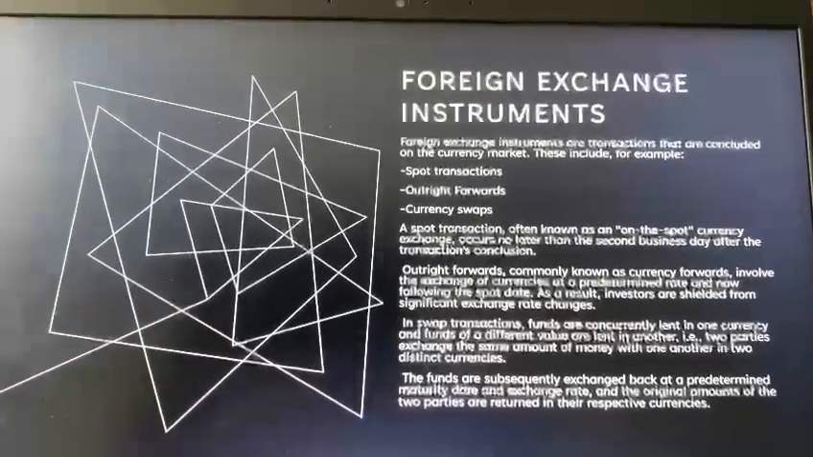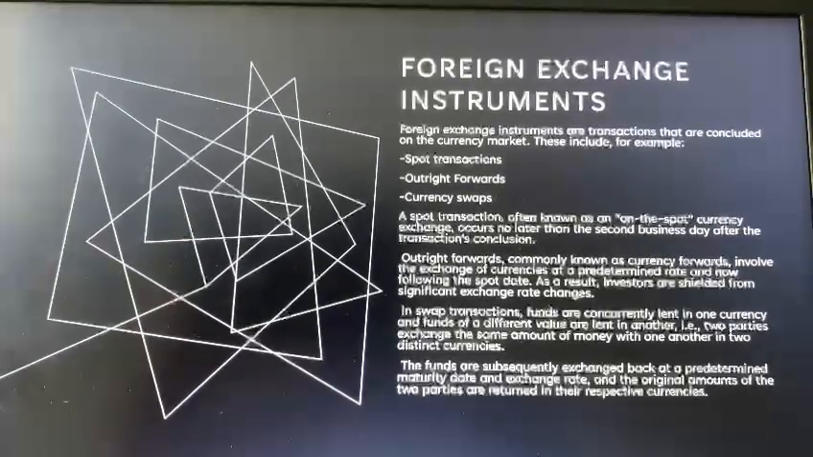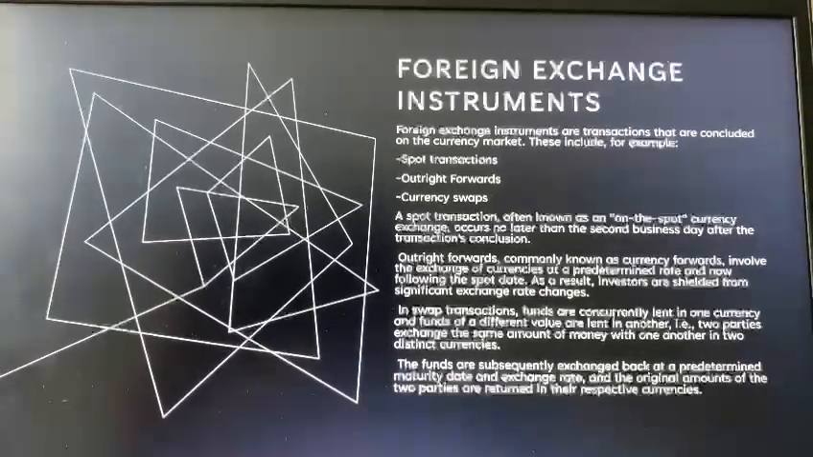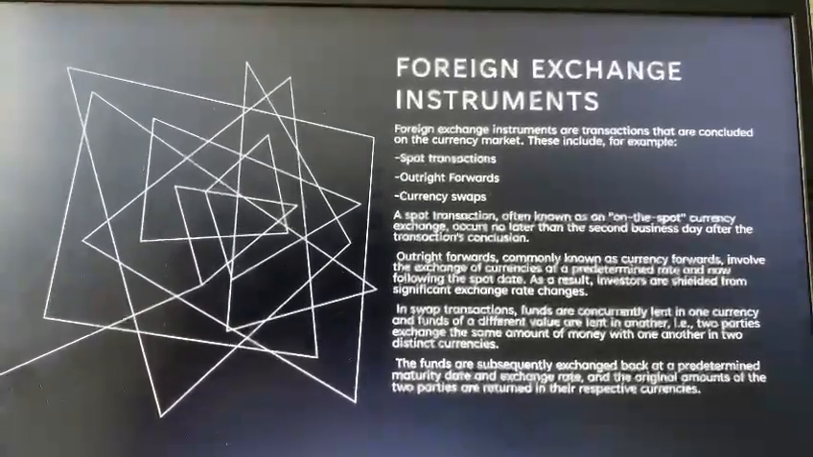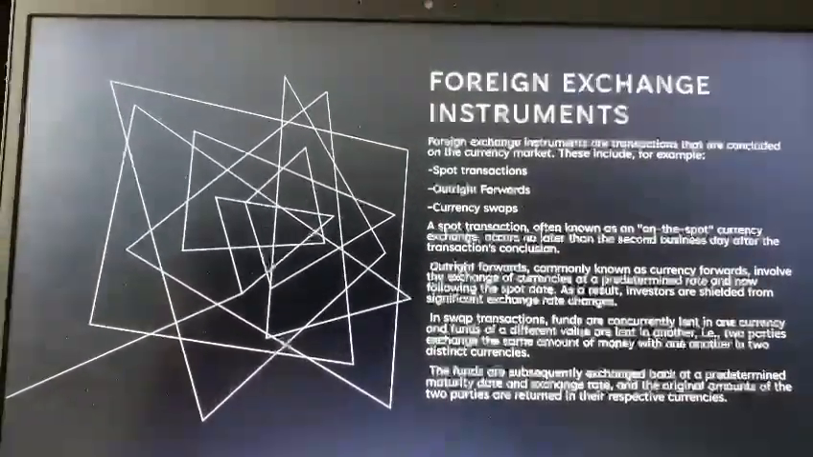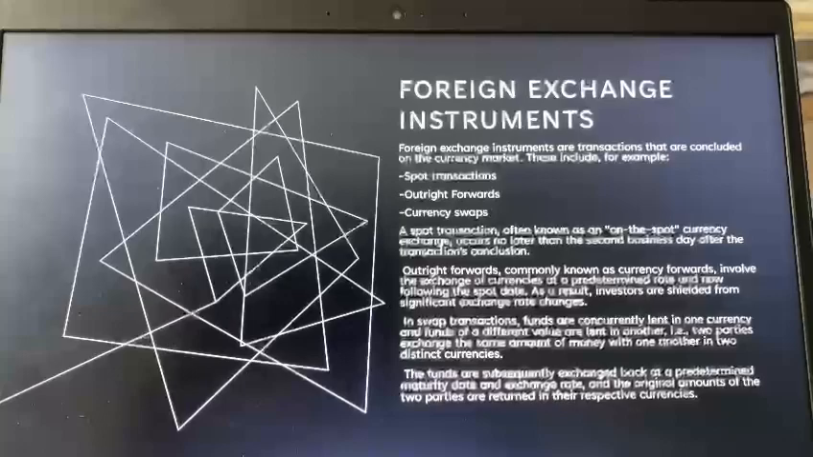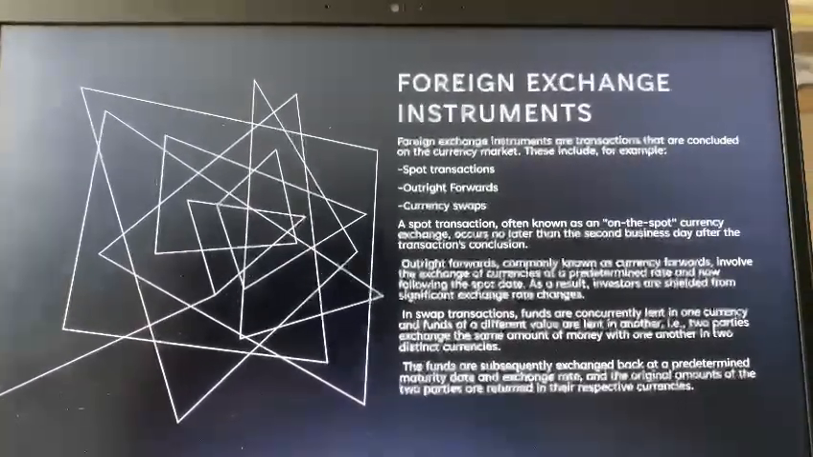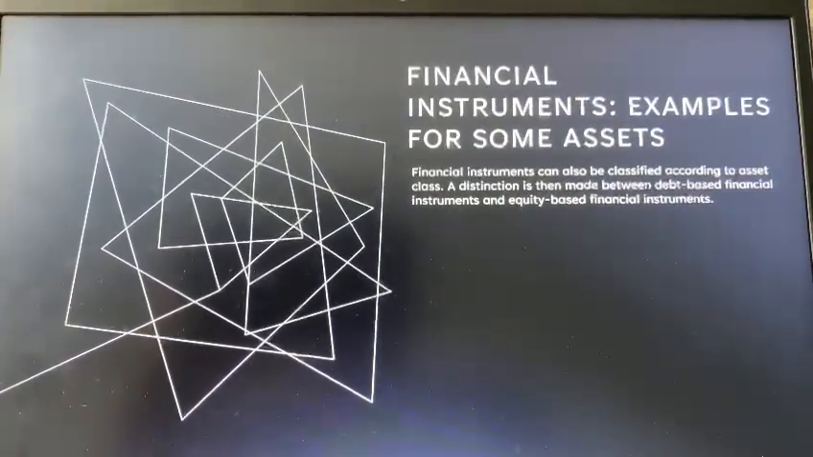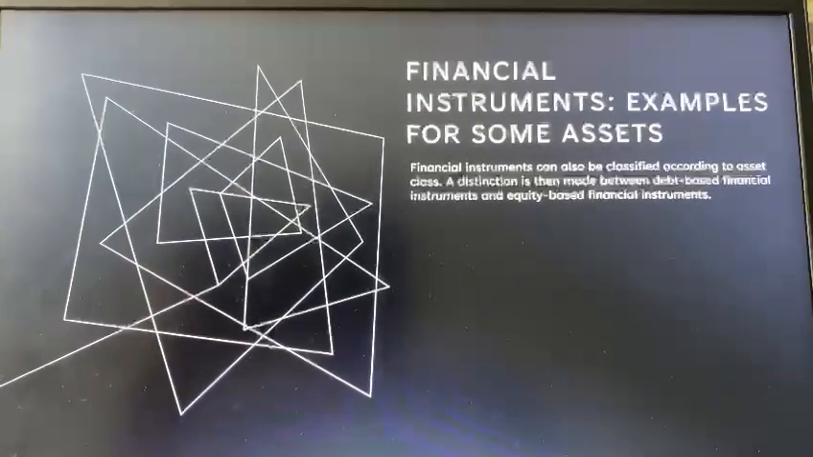In swap transactions, funds are concurrently lent in one currency and funds of a different value are lent in another. Two parties exchange the same amount of money with one another in two distinct currencies. The funds are subsequently exchanged back at the predetermined maturity date and exchange rate, and the original amounts of the two parties are returned in the respective currencies. Financial instruments, examples for some assets. Financial instruments can also be classified according to asset class.